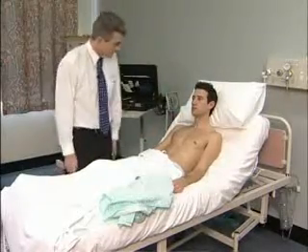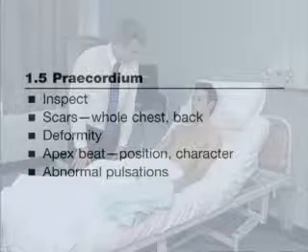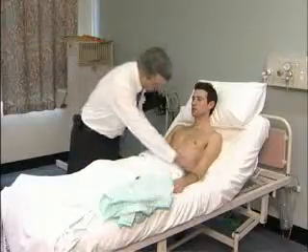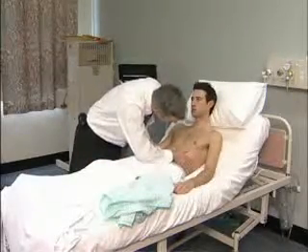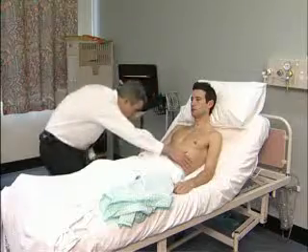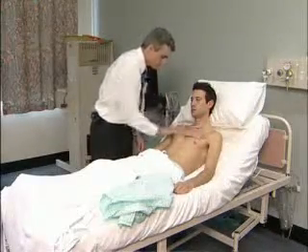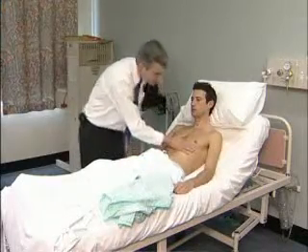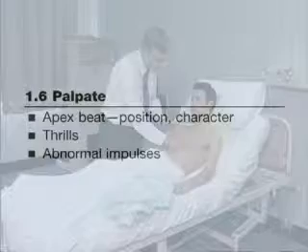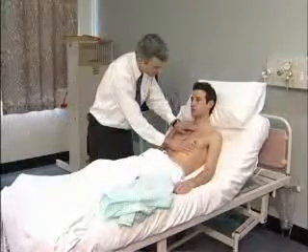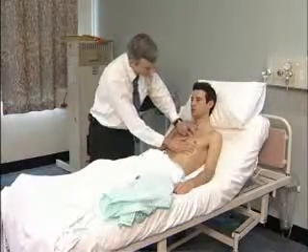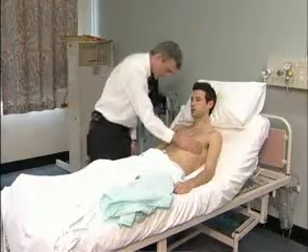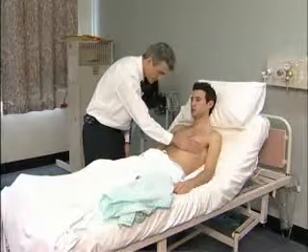The examiner's attention now turns to the precordium. Look for scars, pacemakers, and chest deformity. The apex beat may be visible. The examiner now begins palpation of the chest. This usually starts with an attempt to feel the apex beat, establish its position, that is, where it is in relation to the midclavicular line and which interspace it is in, and to make an assessment of its character.